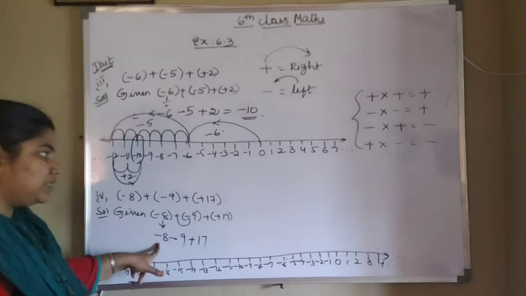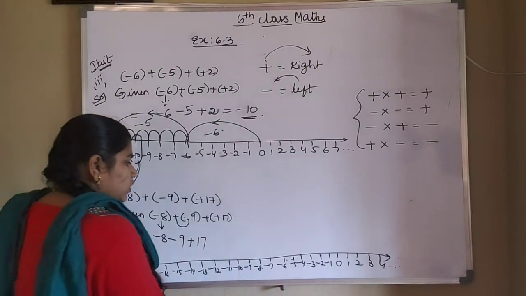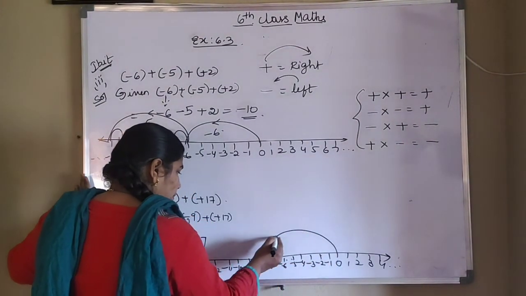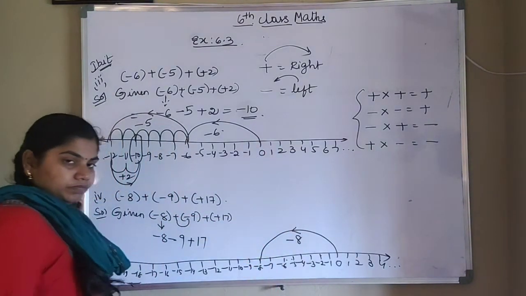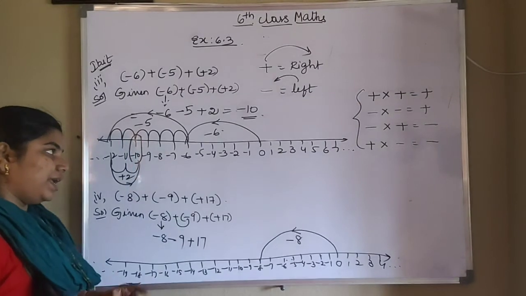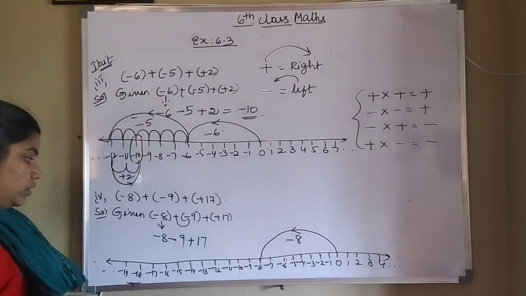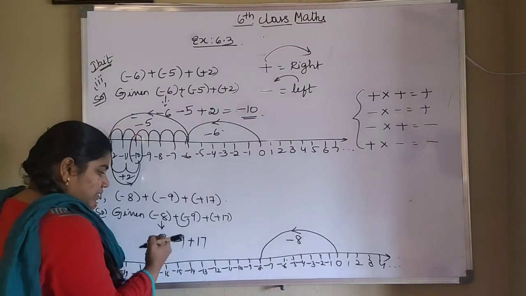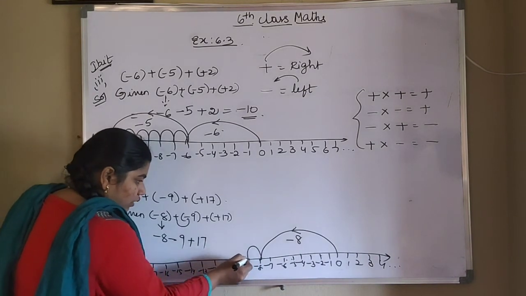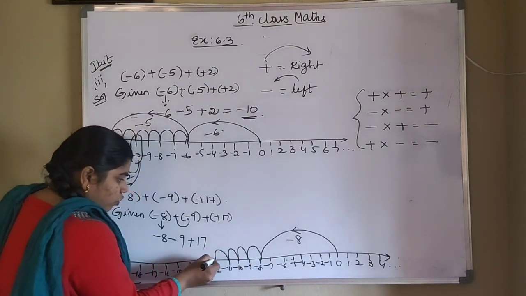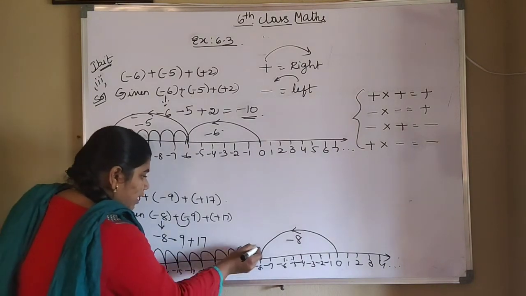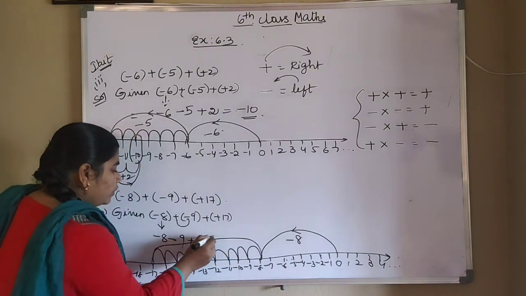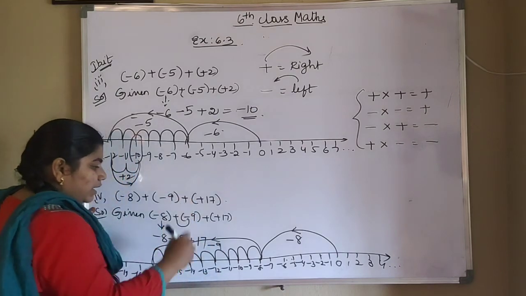Okay, so first what is the number? Minus 8. Minus 8 means we have to move to the left side. So 0 to minus 8. I am moving to the left side because it is a negative number. Again minus 9. Minus is again a negative number. So we have to move to the left side. How many times? 9 times we have to move. 1, 2, 3, 4, 5, 6, 7, 8, 9. So you got minus 17. This is again I am moving to the left side because it is minus 9.